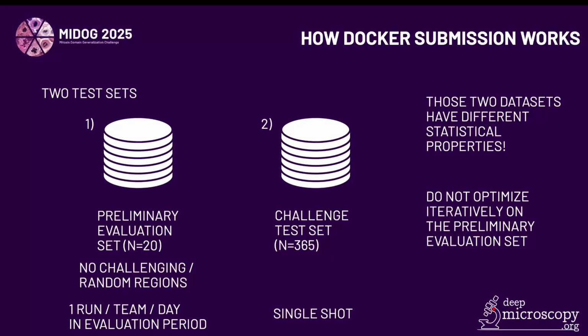People did this in the past. In previous editions of the challenge, they iteratively tried to optimize their results on the preliminary evaluation set by daily submissions, and it ultimately did not work out as they over-optimized on the characteristics of the preliminary evaluation set. So be smart and don't do this. It's really just meant for technical checking.